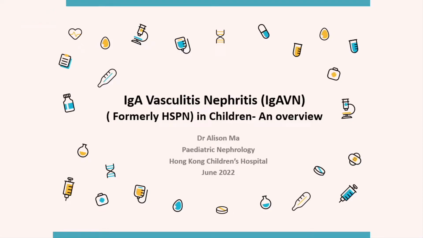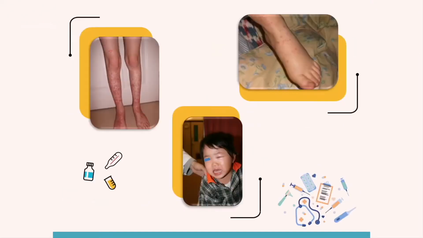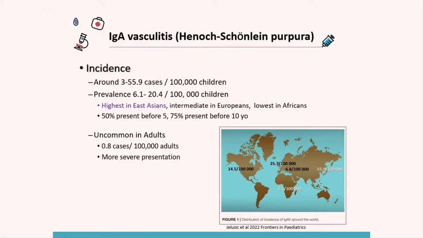It's indeed my pleasure and honor to be here today to speak to you about IgAVN in children, which is formerly known as HSPN. This is actually bread and butter in pediatrics, where we very often see children coming in with arthritis, tummy pain, and widespread skin lesions, and parents are very worried. So we really need to do something to help them.